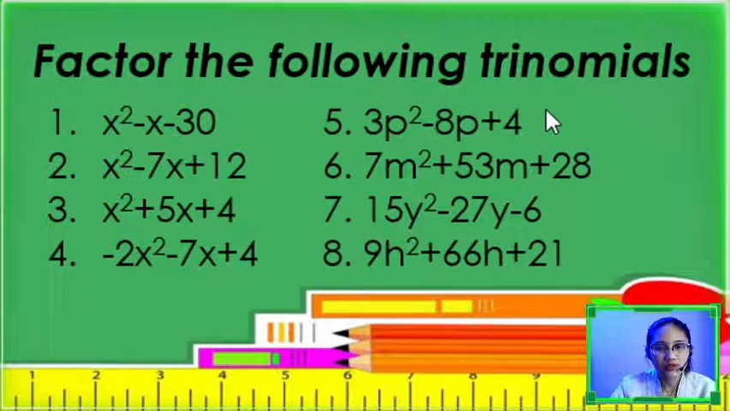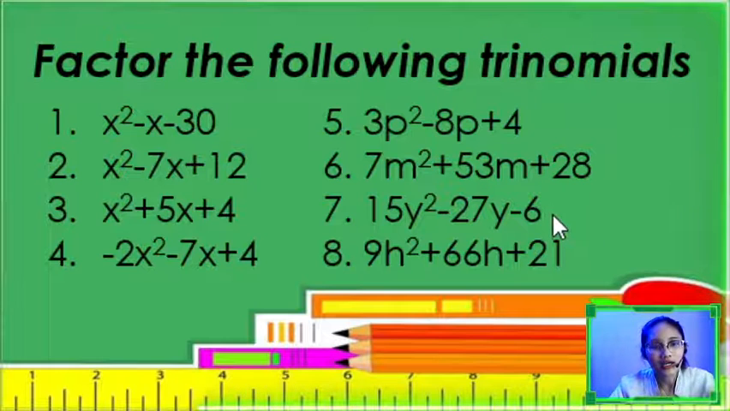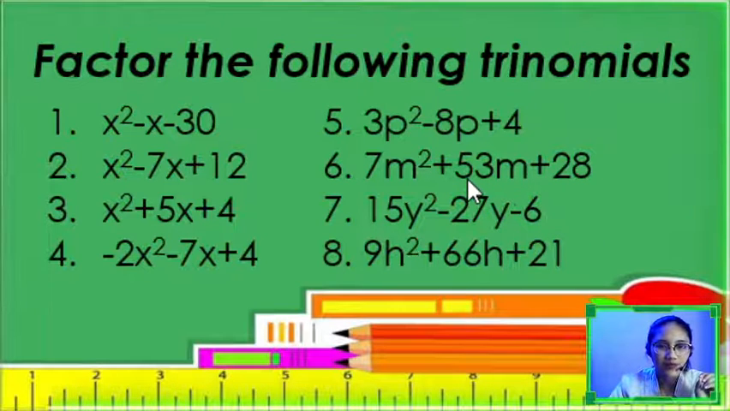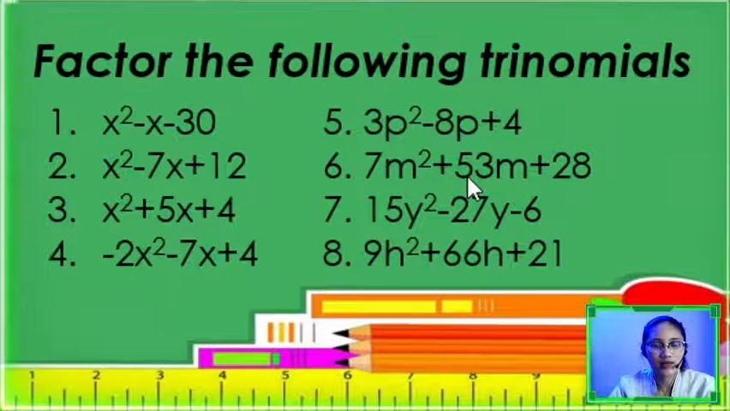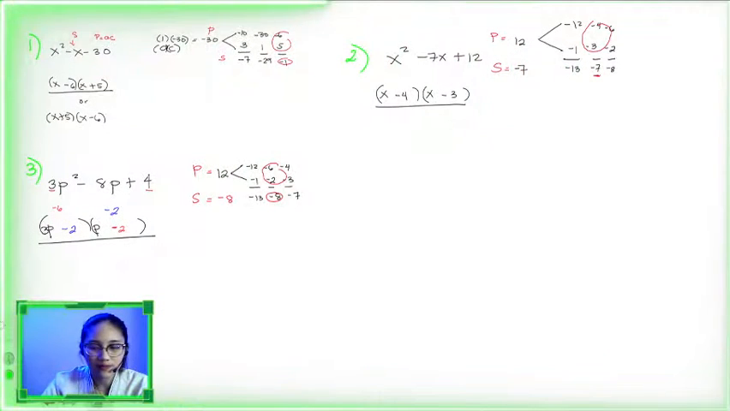Okay, let's have another example. Let's answer number 6: 7m squared plus 53m plus 28. Kasi dun sa worksheet number 1 nyo. Again, this lesson or this video will help you answer activity or worksheet number 1, factoring trinomials. So, let's answer number 6 as our next example.